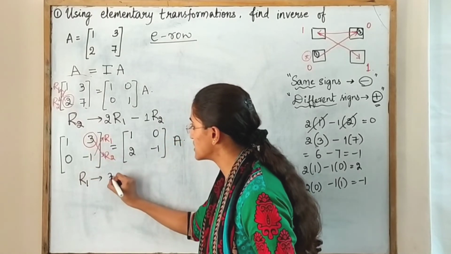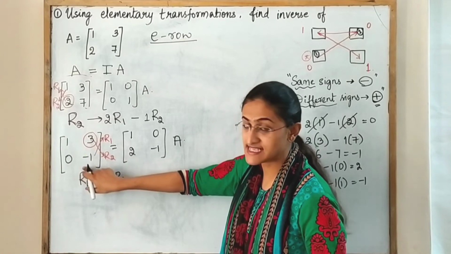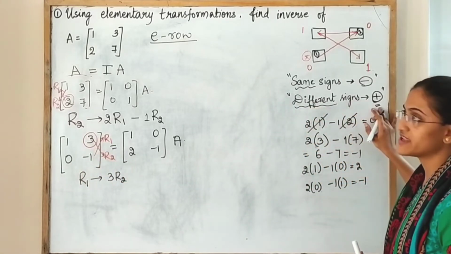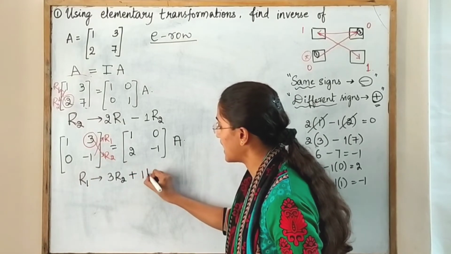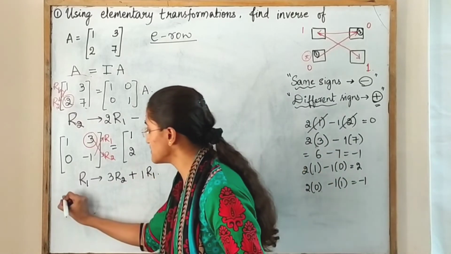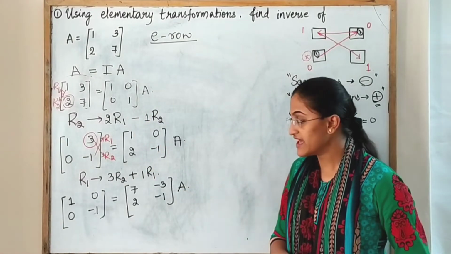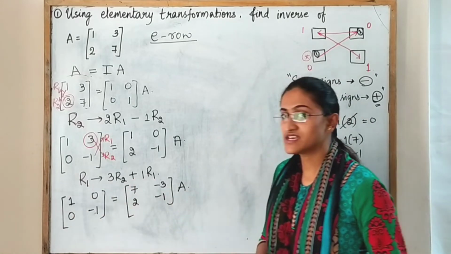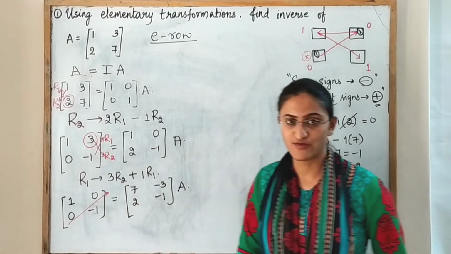3 times R2. Now look, you are having different signs here. If I'm having different signs, we need to use the symbol plus 1 times R1. Fine, we have got the operation. Now simplifying that, we get, fine. Now we have got an equation, made the secondary diagonal elements successfully zeros.